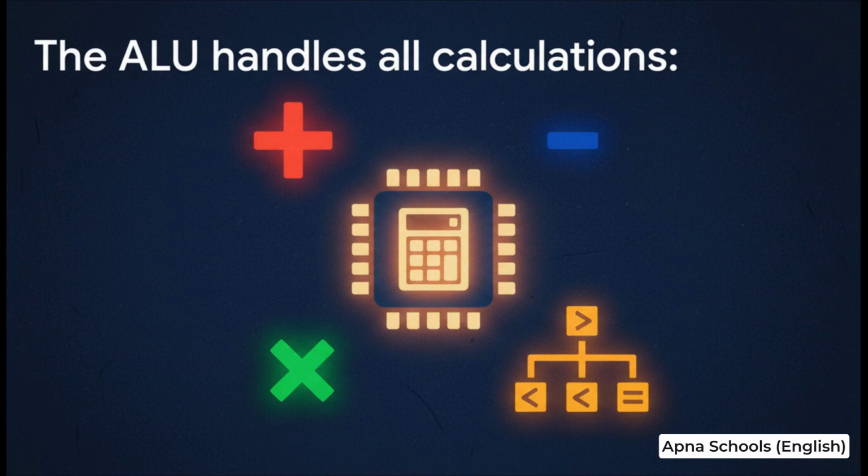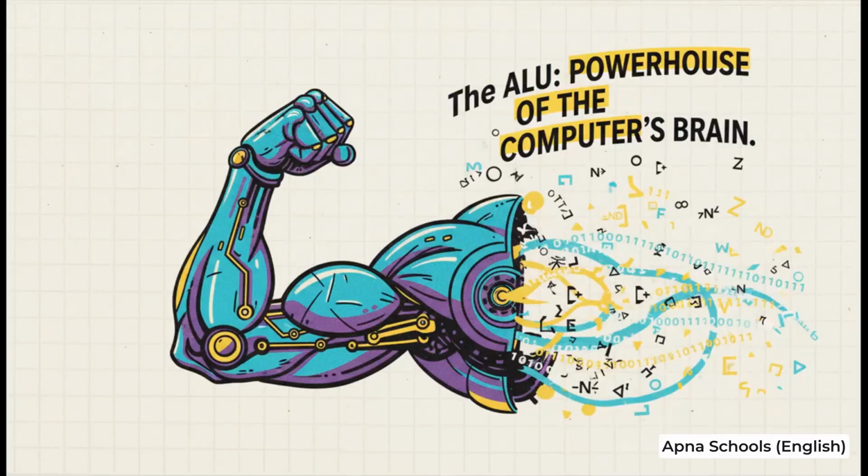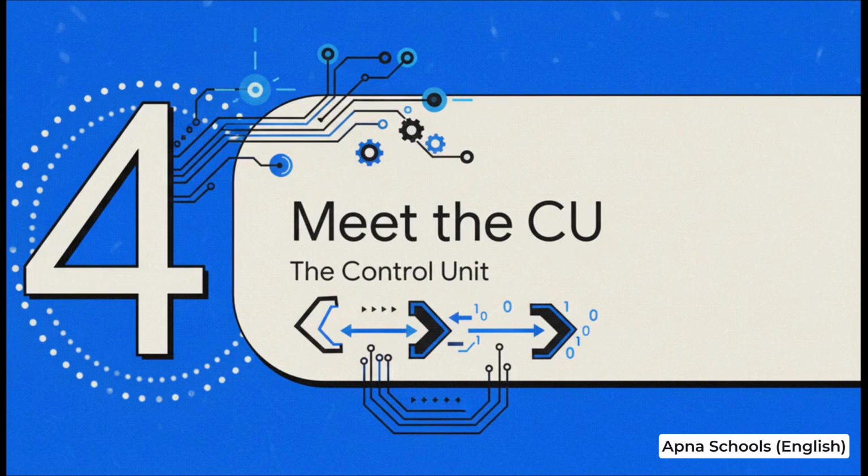It's constantly asking simple yes or no questions, like, is this number bigger than that one, or do these two things match? And believe it or not, that basic decision-making is the foundation for pretty much every single program you use. So, to put it simply, anytime your computer needs to crunch some numbers or make a logical choice, the ALU is the powerhouse that's doing all that heavy lifting. But, a calculator is pretty useless if there's no one there to punch in the numbers and tell it what to do, right? And that's where its partner comes in.